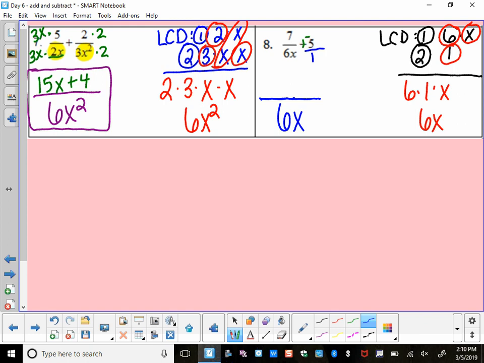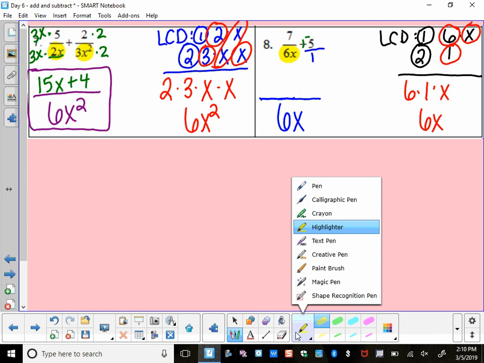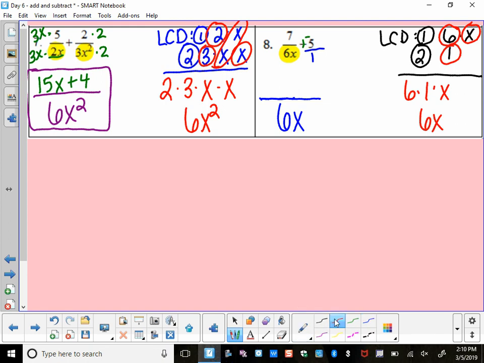And on top, do you guys see how for my original I had 6x, right? My new denominator is 6x. Did anything change? No. So should my 7 change? No. It just stays the same.